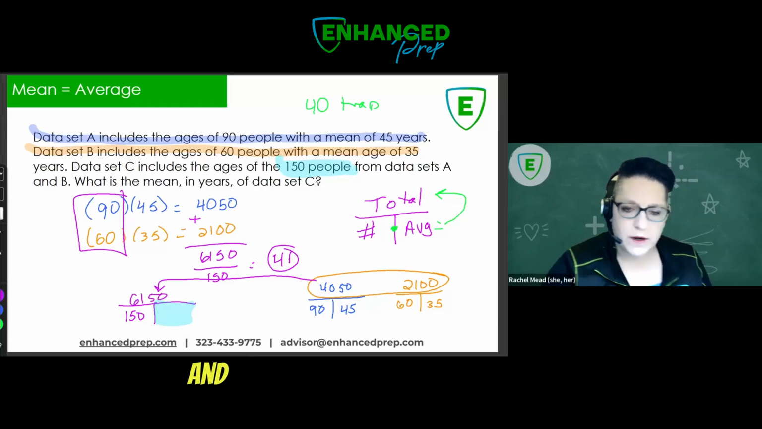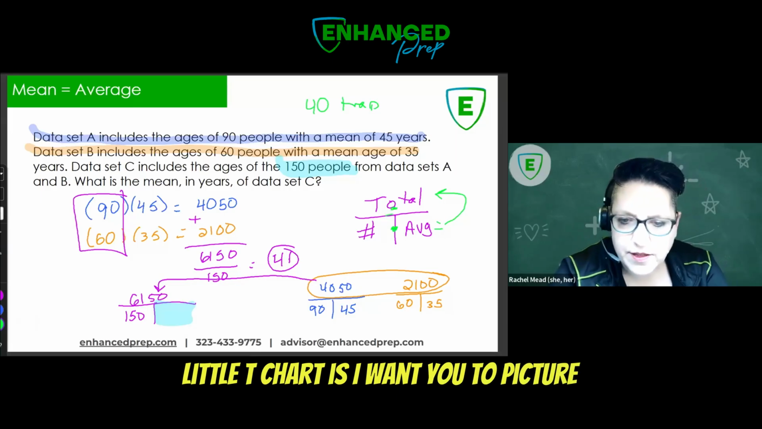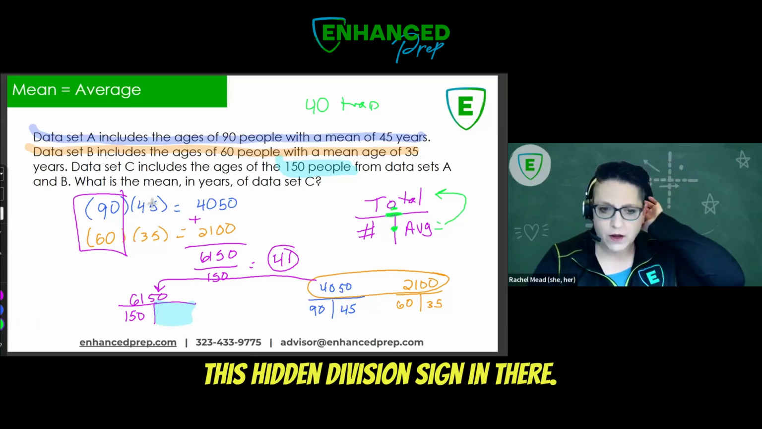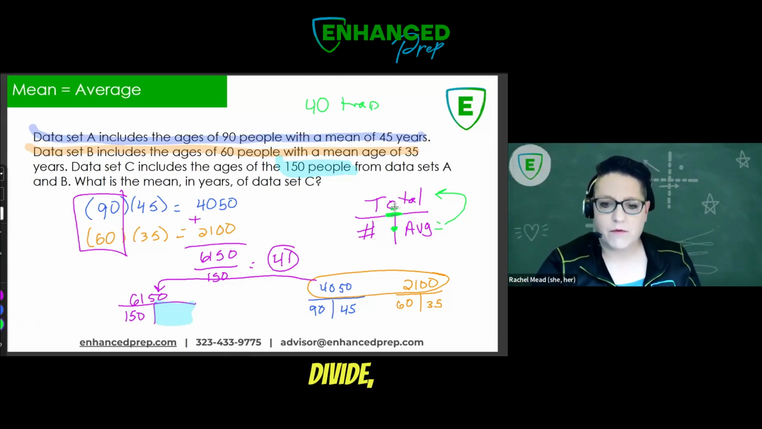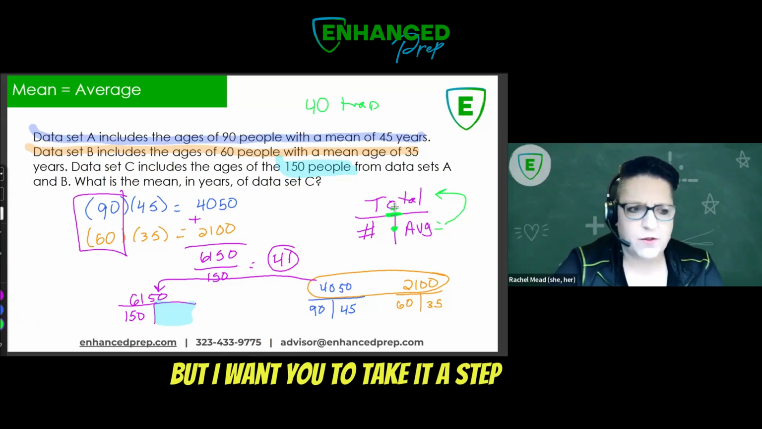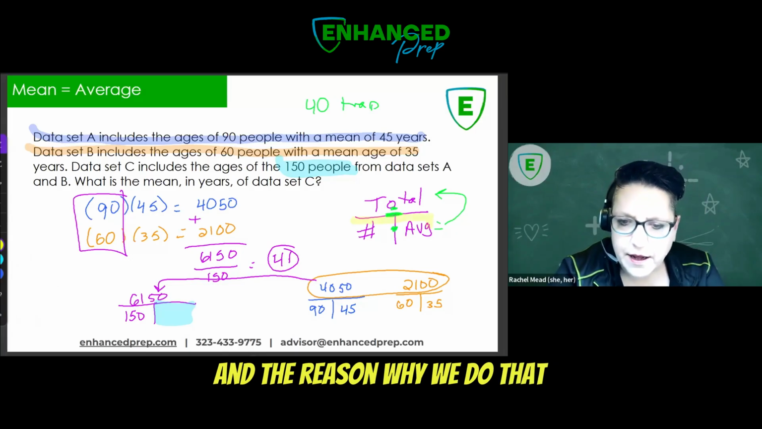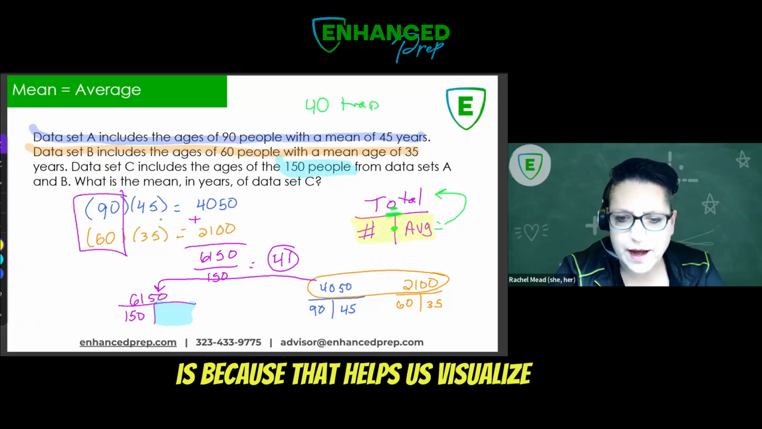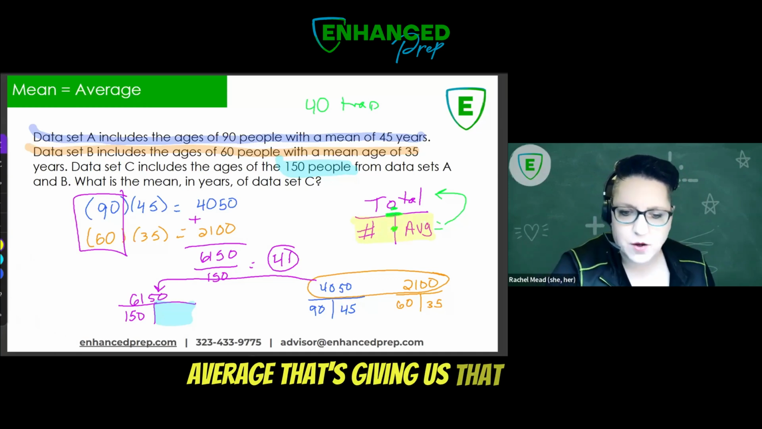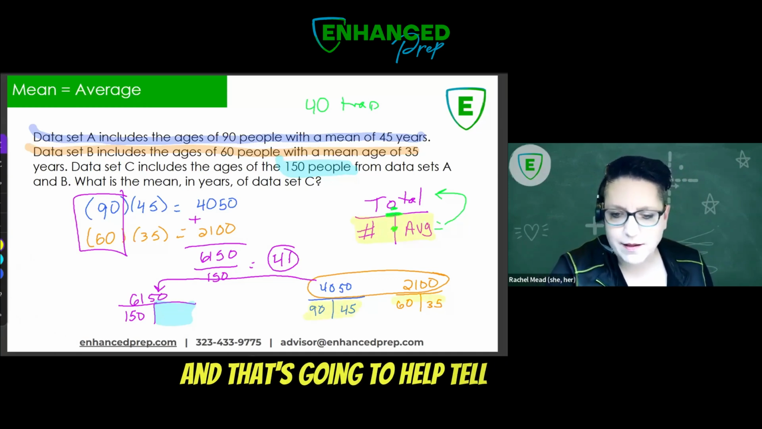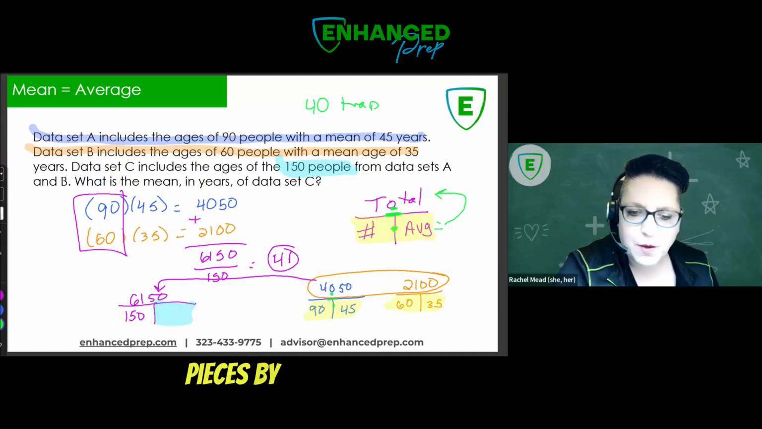And what I want you to do with this little T-chart is picture this hidden division sign in there. We know when we have a fraction, something over something, that line means divide, right? But I want you to take it a step further and really envision that division sign. And the reason why we do that is because that helps us visualize that it's that number of things times our average that's giving us that total.